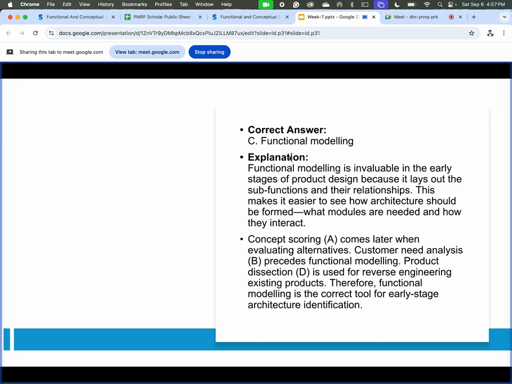Now you may go through this slide, and you can also go through this explanation part. So please go through this.